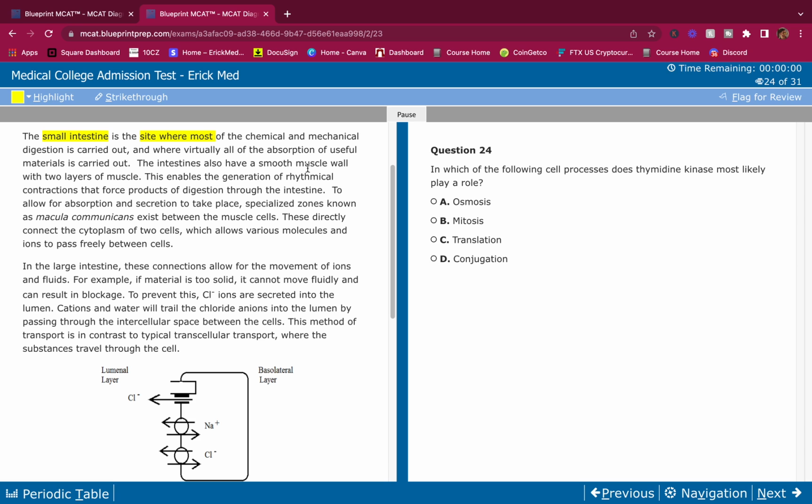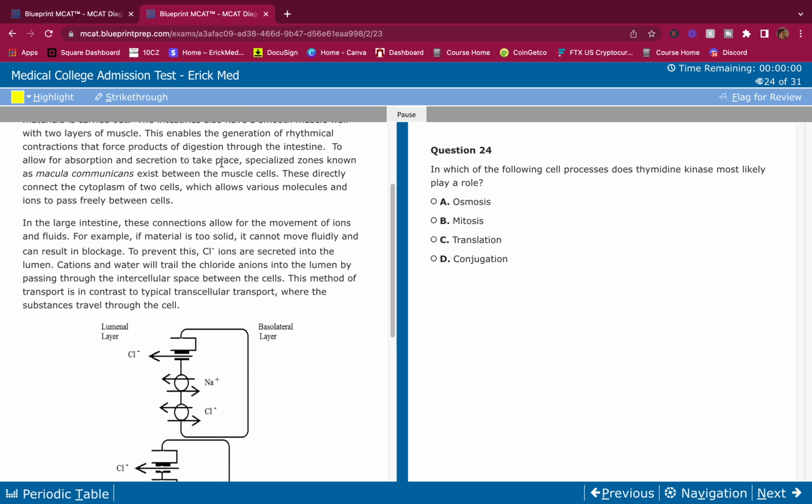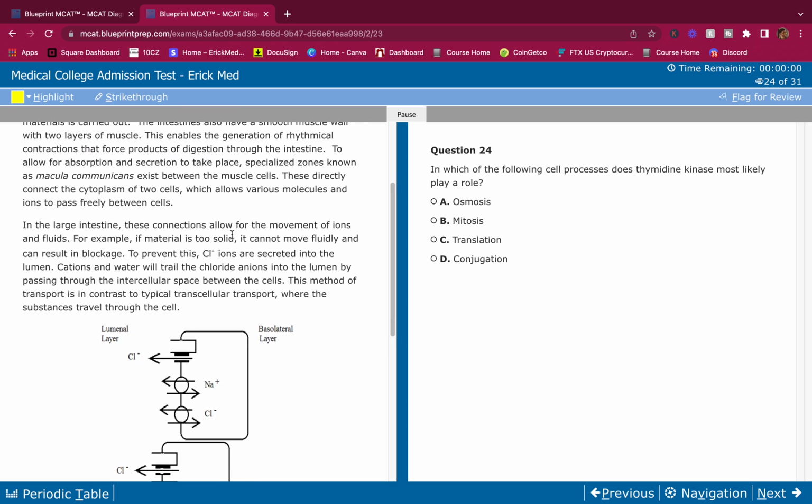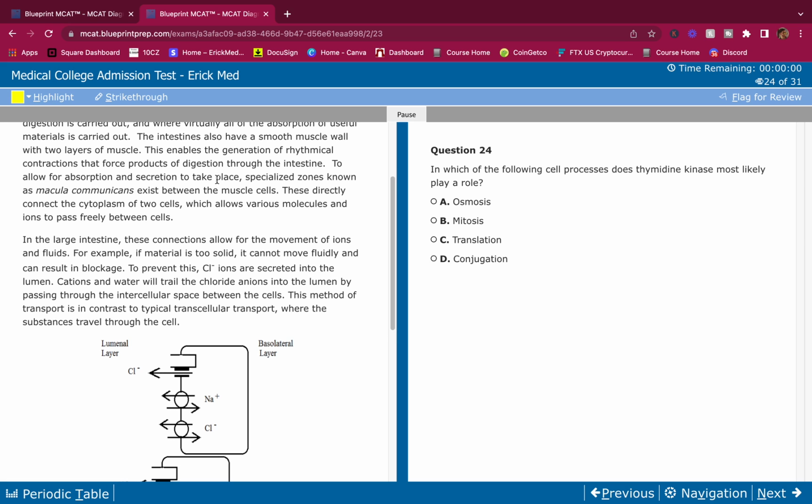The intestines also have a smooth muscle wall with two layers of muscle. This enables the generation of rhythmical contractions that force products of digestion through the intestine. All right. I mean, personally for me, I'm very good at anatomy and physiology, so I don't really need to highlight all these things.